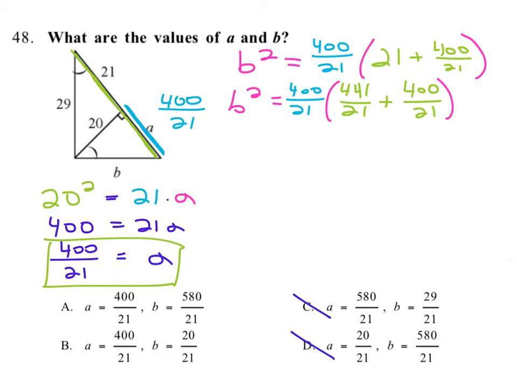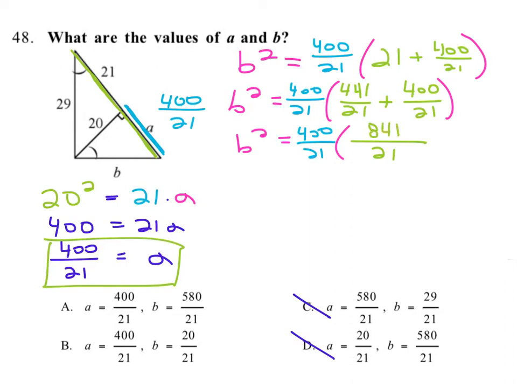Okay, big numbers, but don't get discouraged. Let's keep going. We're going to have B squared is equal to 400 over 21 times, now that they both have the denominator of 21, we can just put the whole thing over 21 and say, what's 441 plus 400?